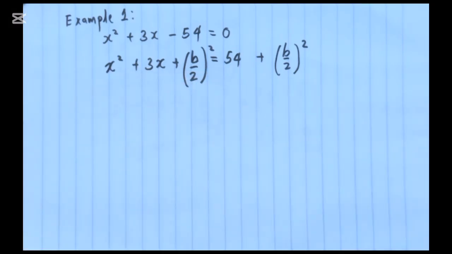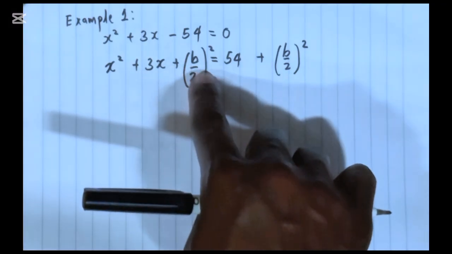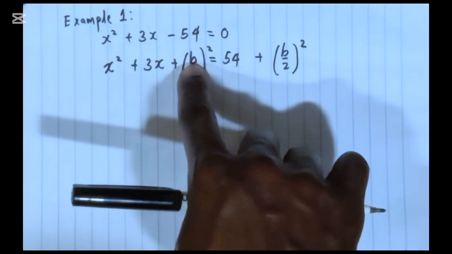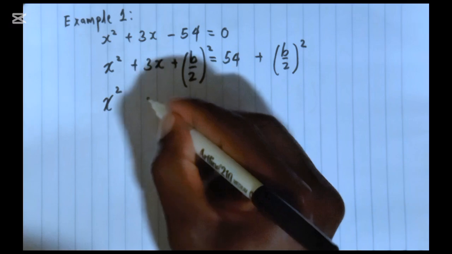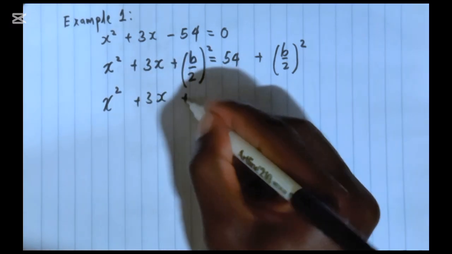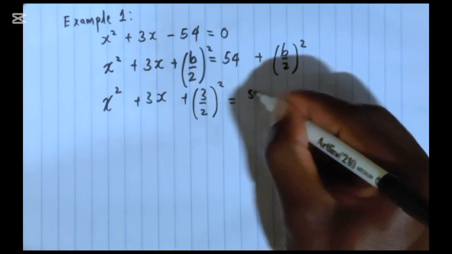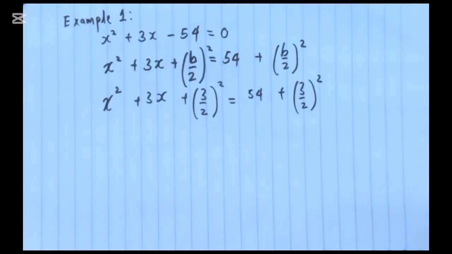So looking at this equation on the left hand side, we can already tell the value of b. The value of b will be 3. So we're going to include it in this whole equation, wherever we see b, we're going to put 3. So it's going to be x squared plus 3x plus 3 all over 2 squared equals 54 plus 3 all over 2 squared. I hope you're following.